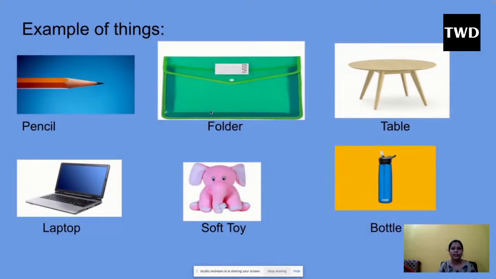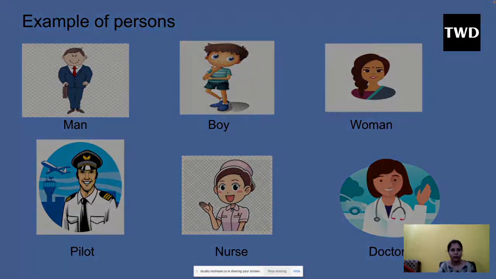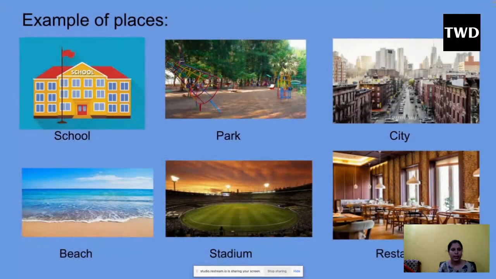Okay, so we have got some more examples here. Examples of things like pencil, folder, table, laptop, soft toy, bottle. Then examples of persons like man, boy, woman, pilot, nurse, doctor. Then we have got examples of animals like elephant, rabbit, dog, frog, zebra, parrot. Yes, so many examples are there. Then we have got the examples of places like school, park, city, beach, stadium, restaurant.